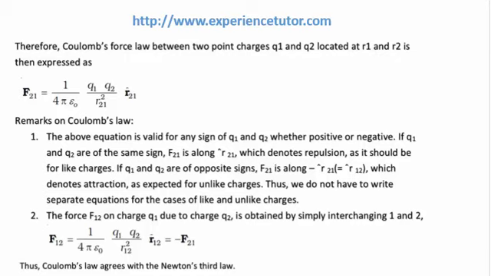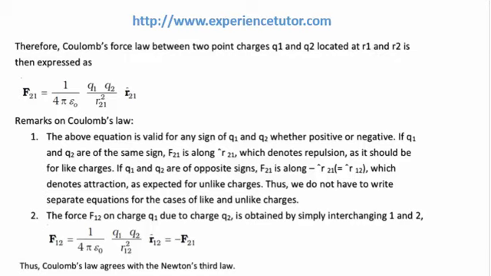Therefore, Coulomb's force law between two point charges Q1 and Q2 located at r1 and r2 is then expressed as F21 is equal to 1 by 4 pi epsilon naught Q1 Q2 upon r21 square, unit vector r21, to give the direction.